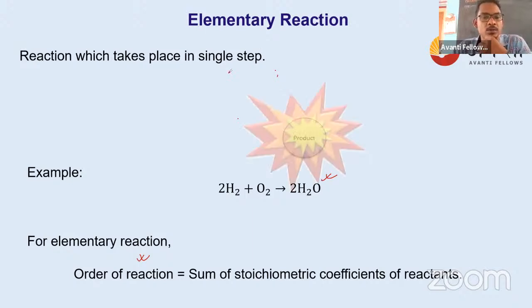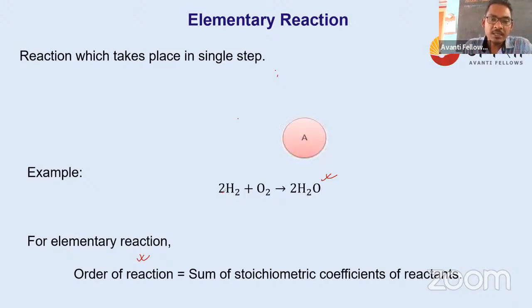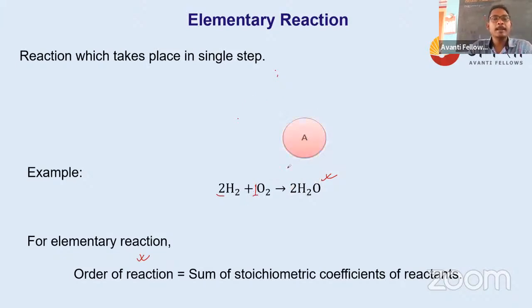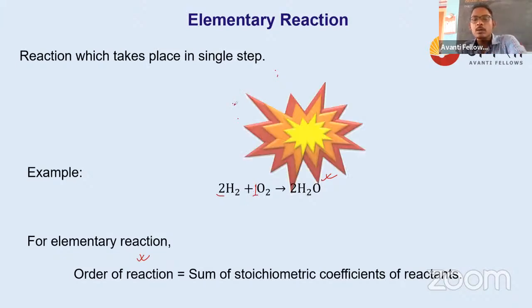So just remember, for an elementary reaction, the order of the reaction is equal to the sum of the stoichiometric coefficients. Stoichiometric coefficient means this value. Here we have 2 and 1, so 2 plus 1, that is 3. And now let's see the complex reaction.